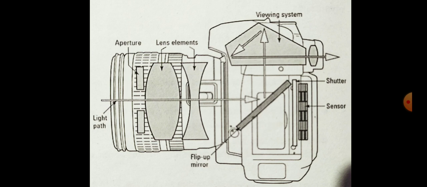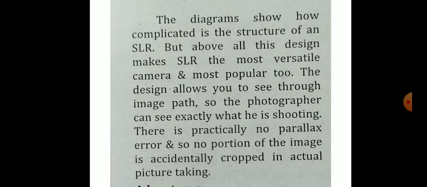Then the light path, aperture. Aperture is basically a control of light, with maximum and minimum light settings, lens elements, viewing system, and a flip-up mirror. The diagrams show how complicated the structure of an SLR is, but above all, this design makes the SLR the most versatile camera and the most popular too.